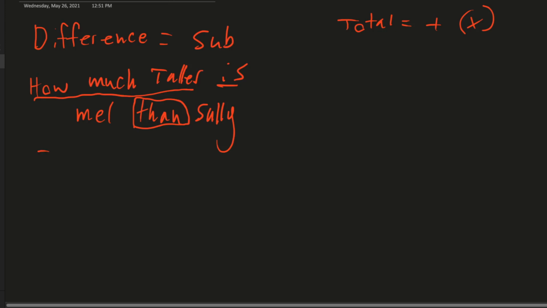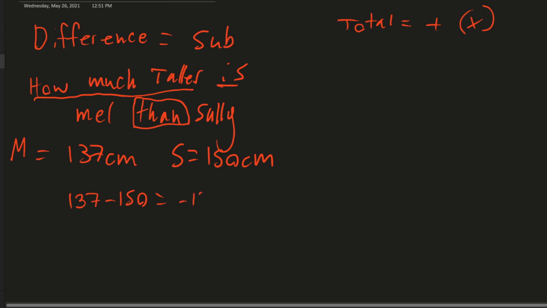We'll look at this one. So Mel, let's say M, we'll just say M equals 137 centimeters. And S equals 150 centimeters. Now, the next big thing when we're doing this to find the difference is we have to make sure we do this properly. If we try and do this 137 minus 150, we'll get a negative answer. It'll be below 0, probably 13 below 0.